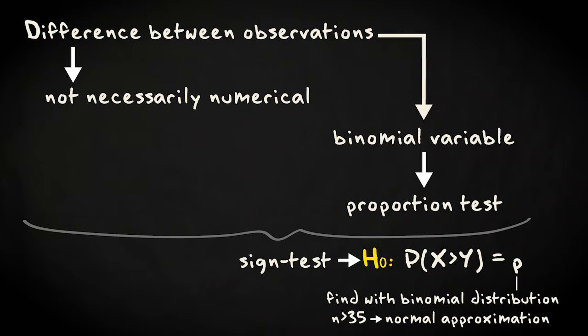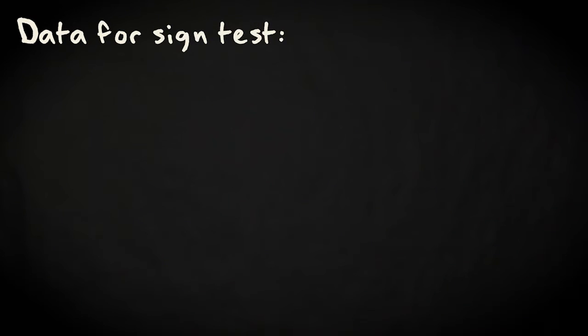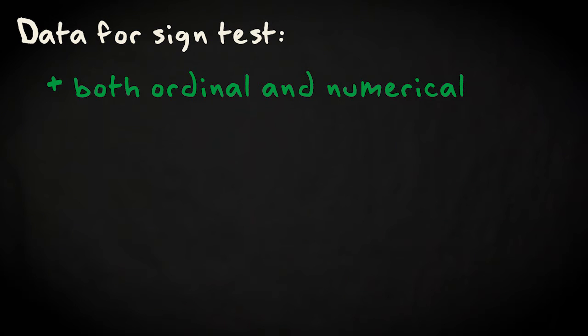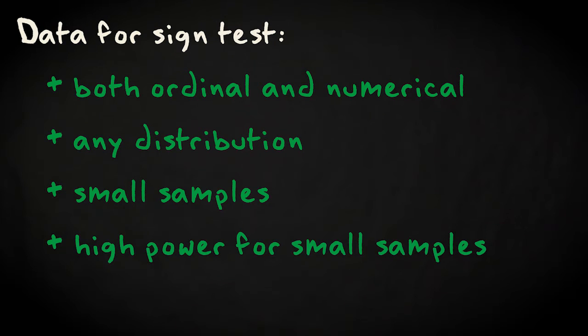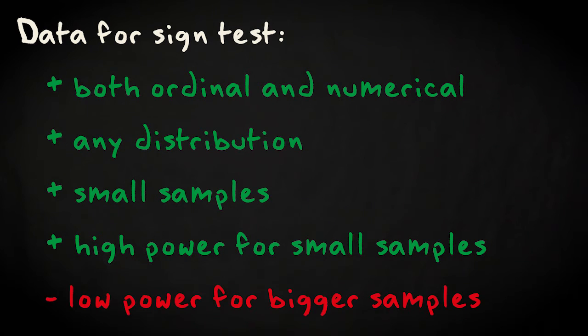The beauty of the sign test is that you don't have to make any assumptions about the measurement level of your data. It may be ordinal or numerical, and it may also follow any probability distribution. Furthermore, there are no requirements on the sample size, and the power of this test is relatively high for small samples, say fewer than 20 cases. At the downside, the power decreases rapidly for bigger sample sizes.